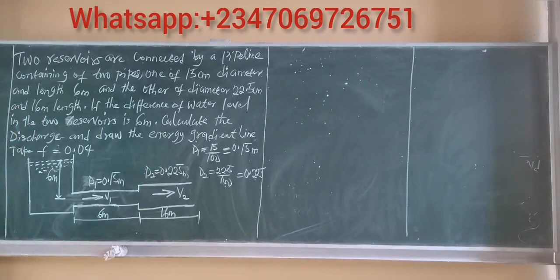So these are the first things to do: pick out all your parameters. We have the diameters D1 and D2, and the lengths L1 and L2 for each of the pipes, but we don't know the velocity. Take note, we are given the friction factor. Take f to be equal to 0.04. It has already been given to us, so there's no need to solve for the value of f. The question is asking us to find the discharge and also draw the energy gradient line.